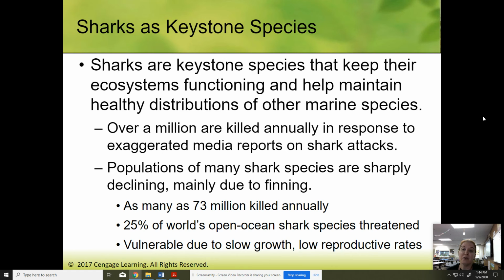25% or more of the world's open ocean shark species are threatened, and they're very vulnerable because they don't grow very quickly and they have very low reproductive rates. They don't make babies very often. So we need to save the sharks.